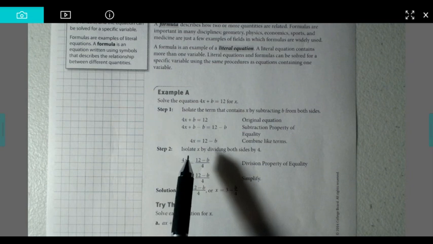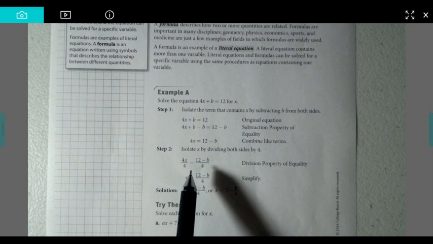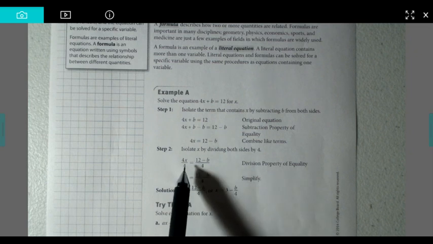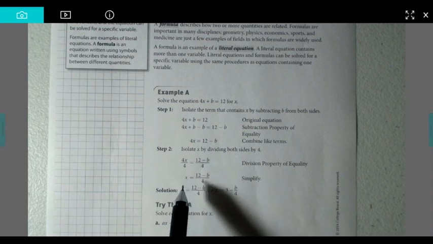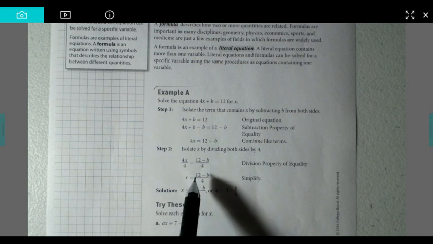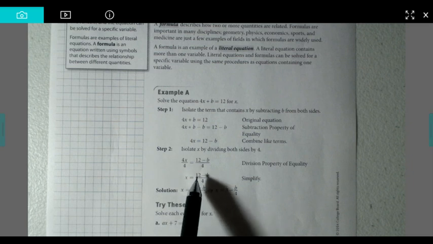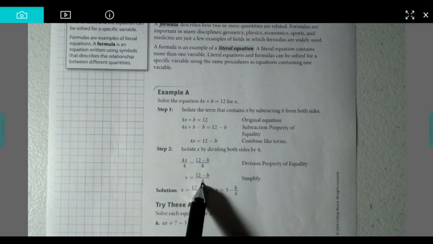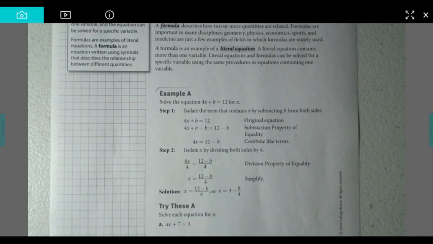Next thing we would do, isolate the x by dividing both sides by 4. So we're going to use the division property of equality. We divide by 4 on the left-hand side, and we divide by 4 on the right-hand side. That leaves us with x equals (12 minus b) divided by 4. Your other option is you could have done 12 divided by 4 is 3 and just written the b over 4, because the 12 over 4 does simplify.